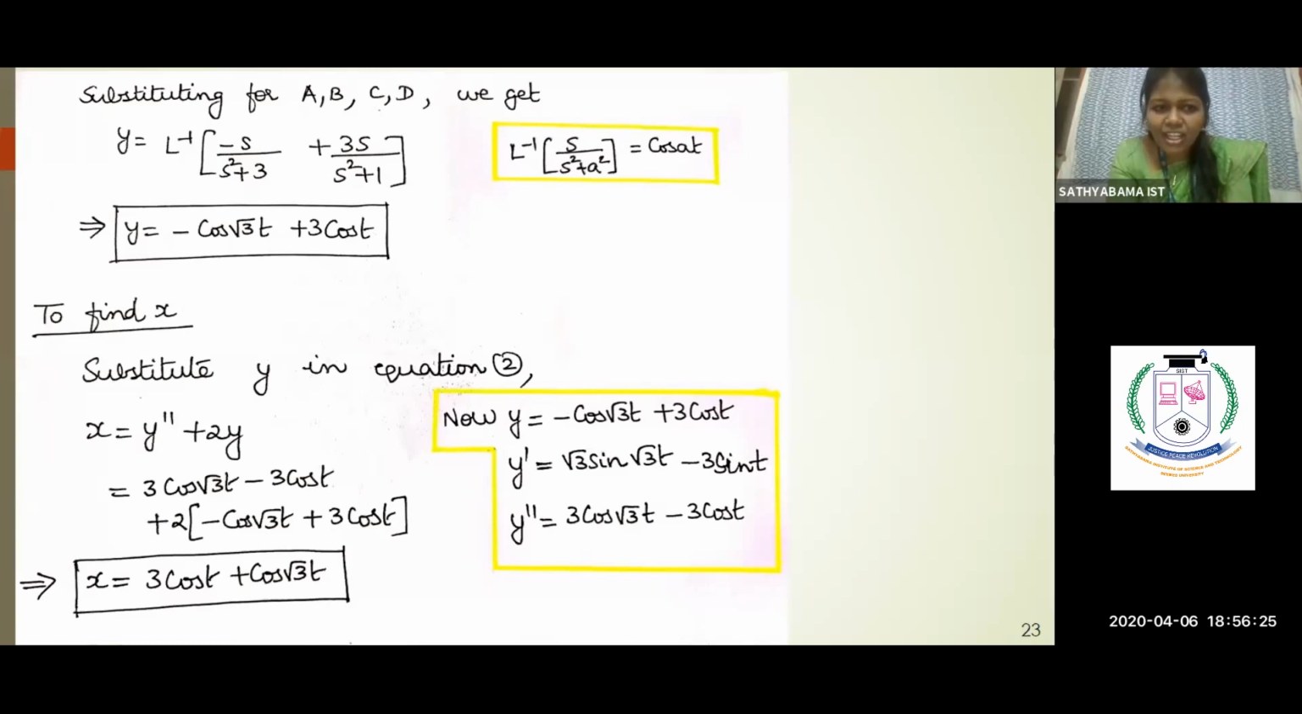It is minus cos root 3t, because A square is 3. So what is A? Root 3. Plus 3 is a constant. What is L inverse of S by S square plus 1? Simply cos t. So we've successfully found y.